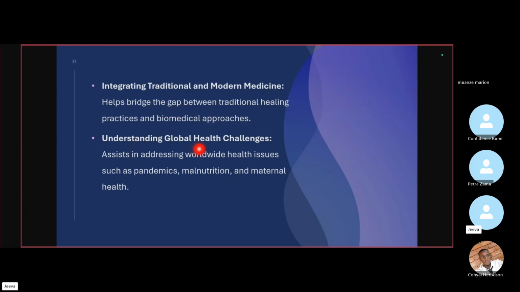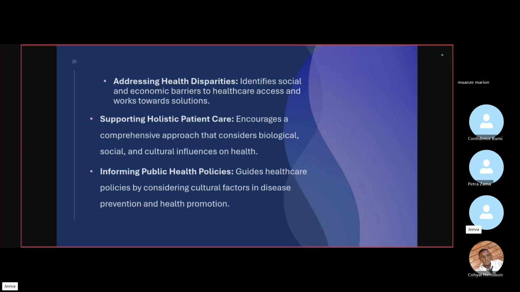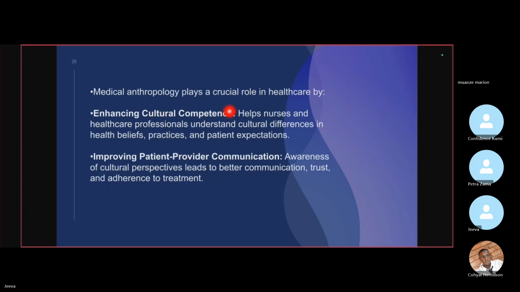Then you can understand the global health challenges. You can assist in addressing worldwide health issues, such as pandemics, malnutrition, and maternal health. You can advise people on what pandemics they have to face, how to overcome them, how to prevent malnutrition, and how to have maternal health, and what challenges they have to face. All this can be advocated by a nurse, if they have knowledge of anthropology. So that is how it will help in day-to-day nursing life.